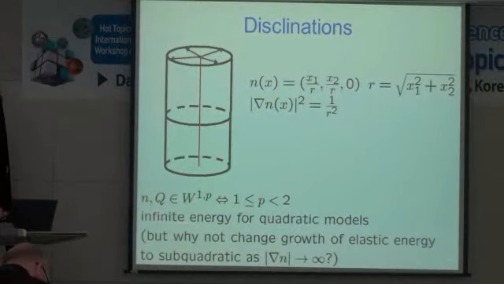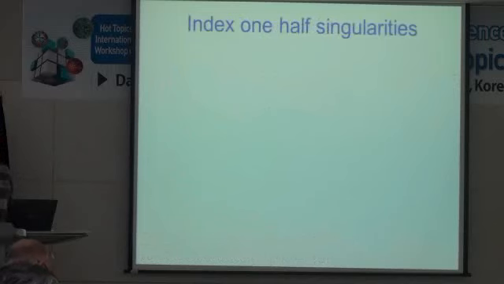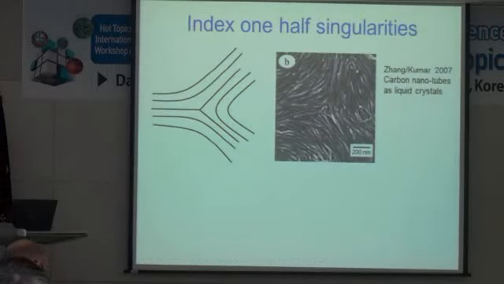And there's other things you can do along this line. You can change function spaces in different ways, which will, sticking with n, you can sort this problem at some level, but whether this is a good thing to do, I really don't know. Okay, however, there are other singularities, index 1/2 singularities.